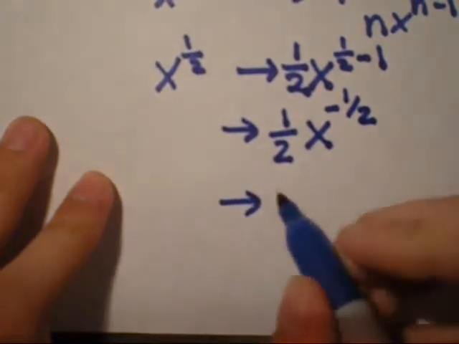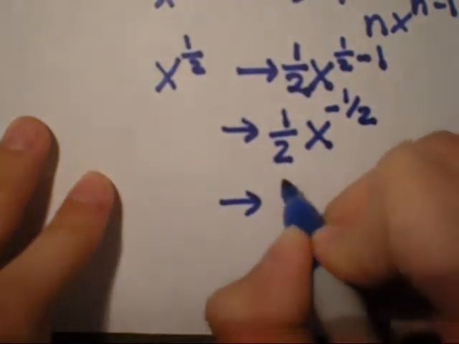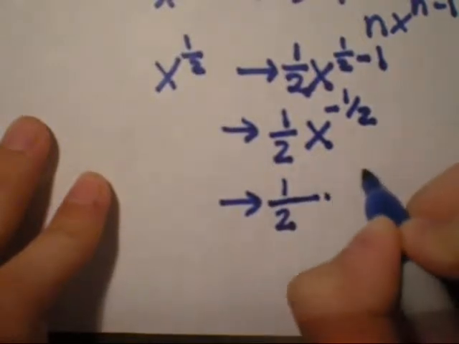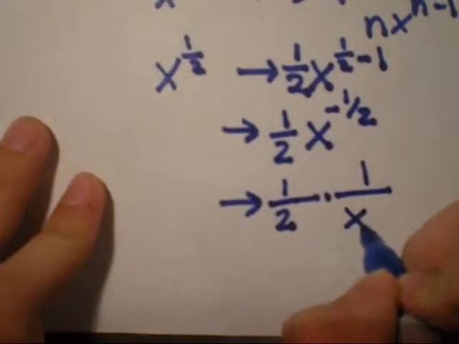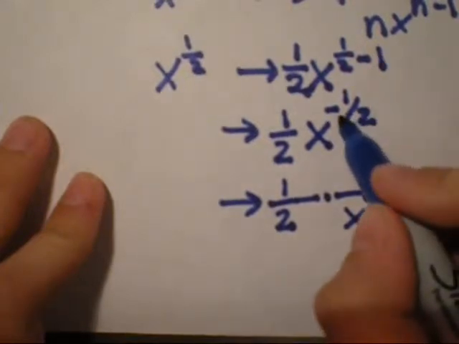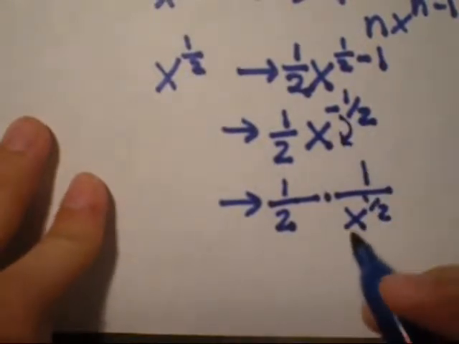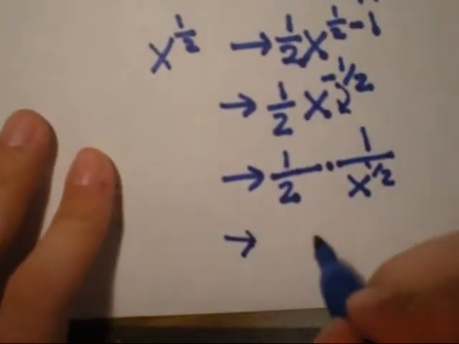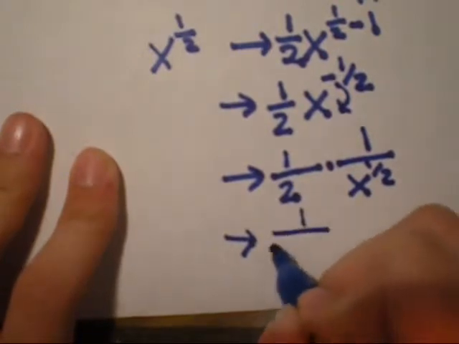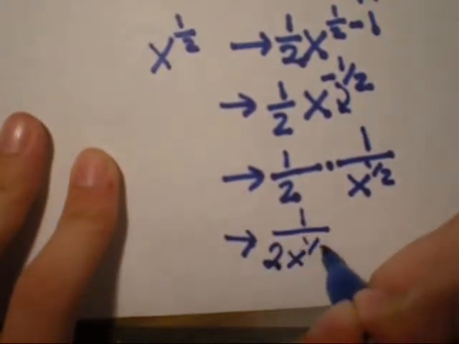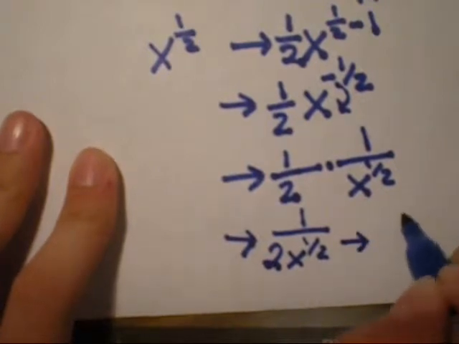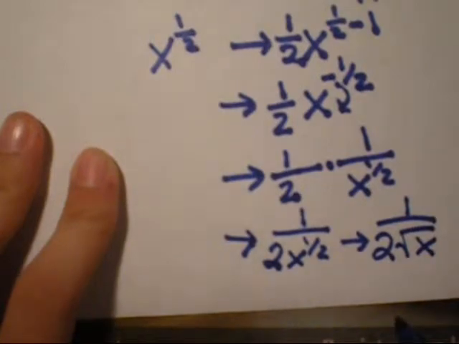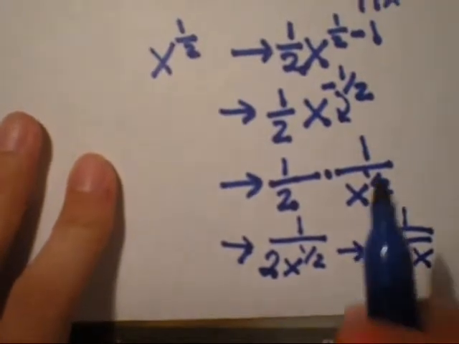So then simplified even further, we would have 1/2 times 1 over x to the 1/2, because we have to bring this exponent to the bottom, right? To the denominator. So then in the end, what we're left with is 1 over 2x to the 1/2, which even further simplified would be 1 over 2 root x. And that's how you do the simple derivative.